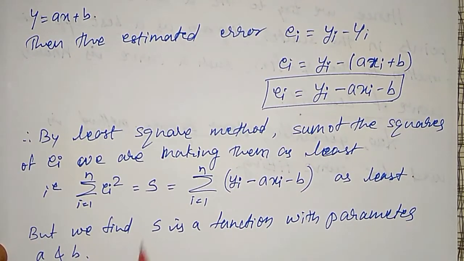Here S is equal to the summation i equal to 1 to n of (yi minus (axi plus b)). These errors must be least, but S is a function of the parameters a and b. To find this a and b, S should be minimum. To make that, I have to use the condition. I will come back here.